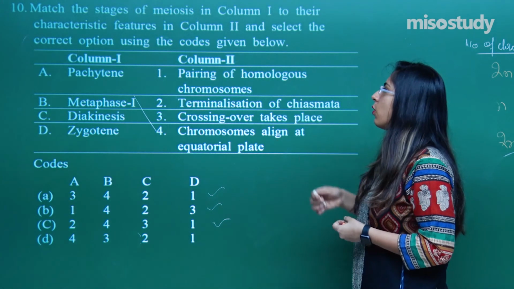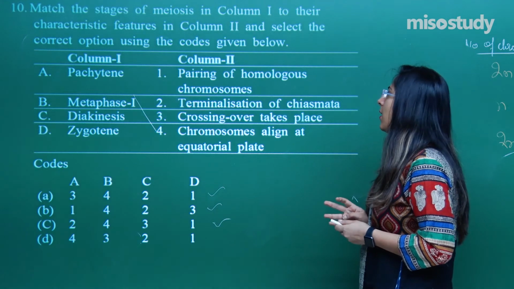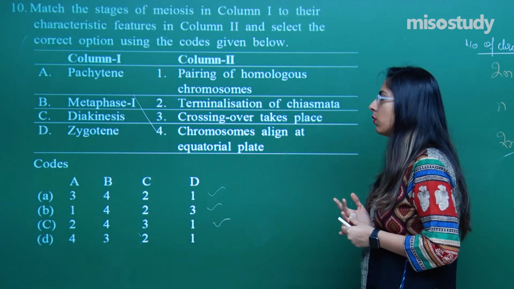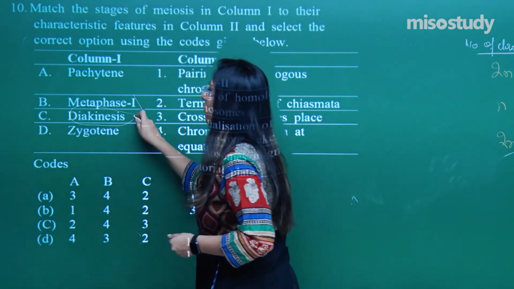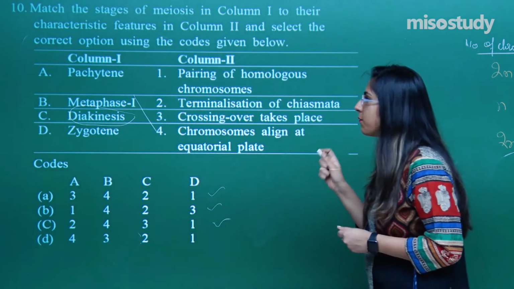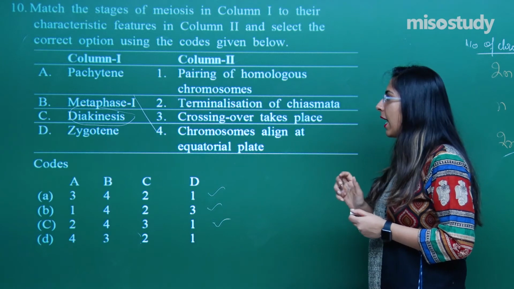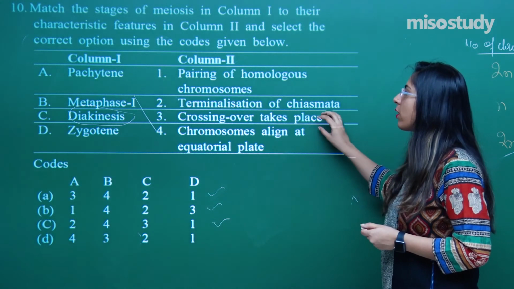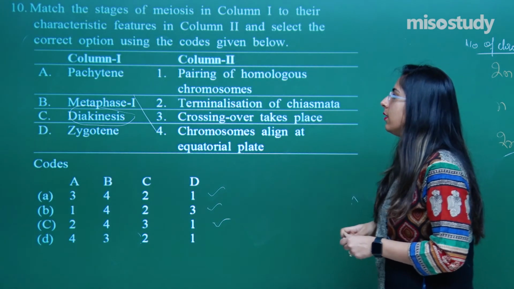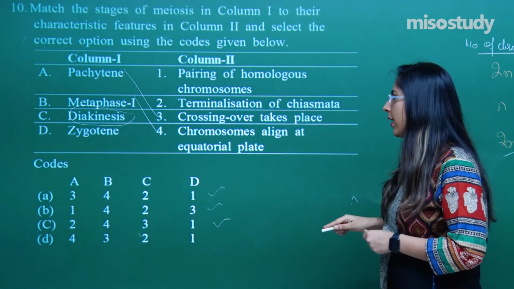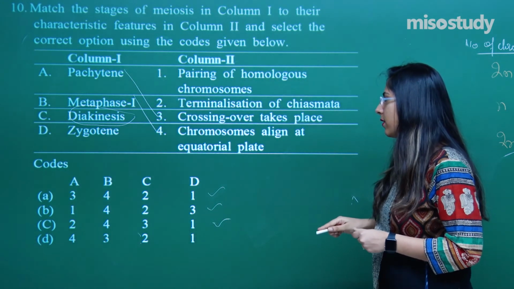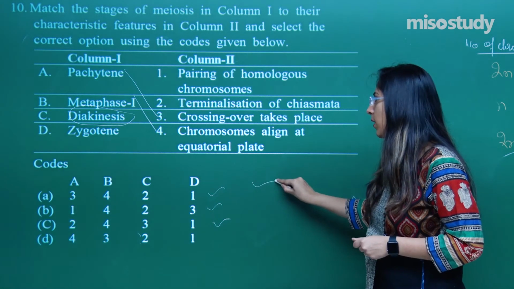Pairing of the homologous chromosomes? No. Terminalization of the chiasmata? No. Sorry, we are discussing diakinesis. Right, I was confused with these. First of all, in pachytene: pachytene is a stage in which crossing over occurs. So this is the stage of crossing over. So the correct option for A is the third one.